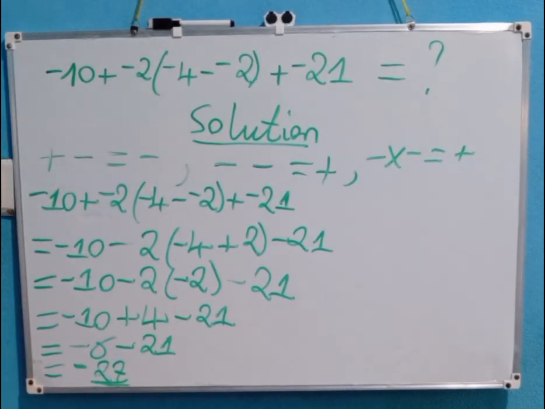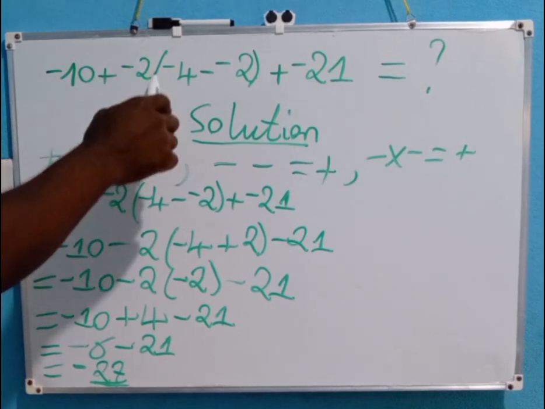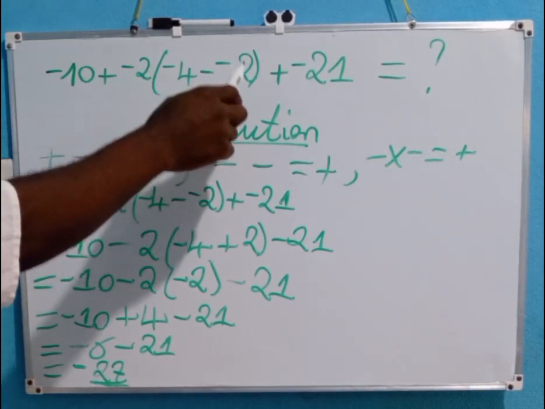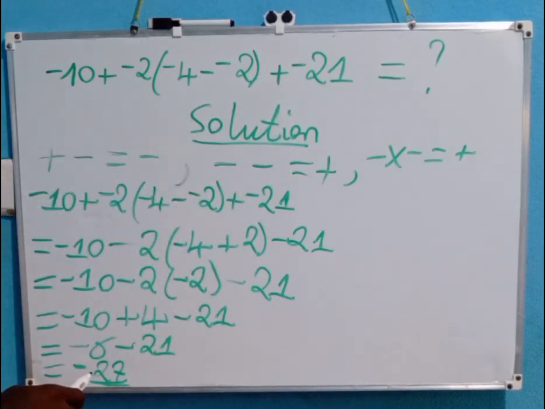So it therefore means if you take negative 10 plus negative 2 times negative 4 minus negative 2 plus negative 21, the result will be negative 27. We are done.